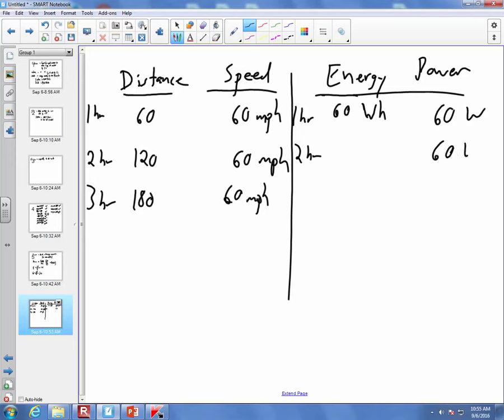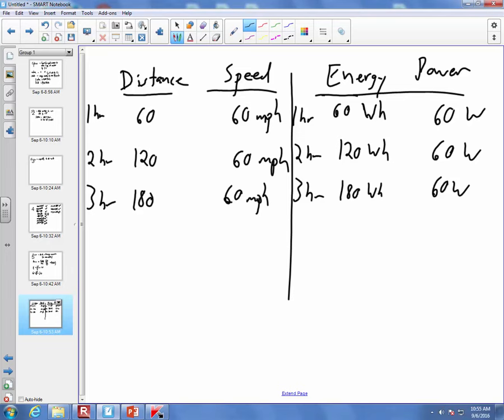After 2 hours, how much power is the light bulb using? Still 60 watts. How much energy have you used? 120 watt hours. After 3 hours, how much power is the light bulb using? 60 watts. How much energy? 180. This is why on your appliances there is a power rating of watts.